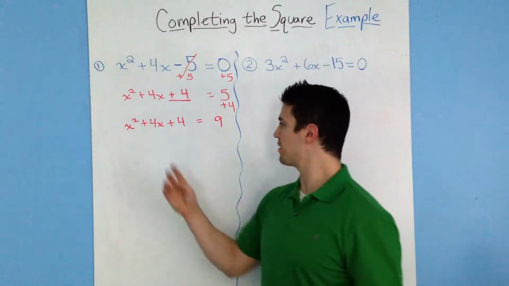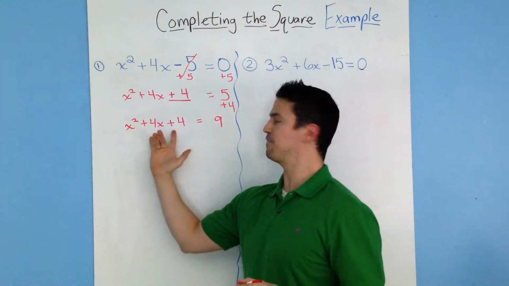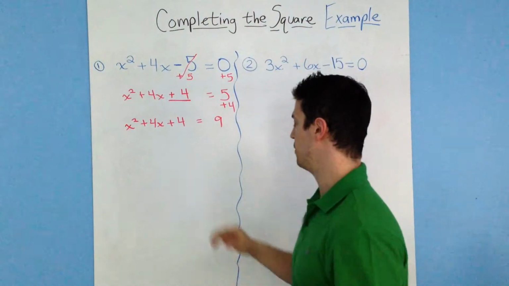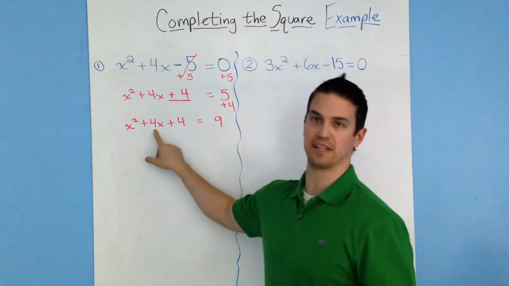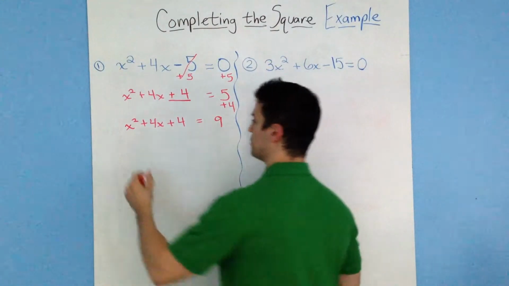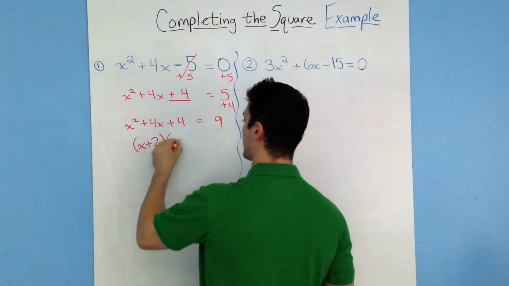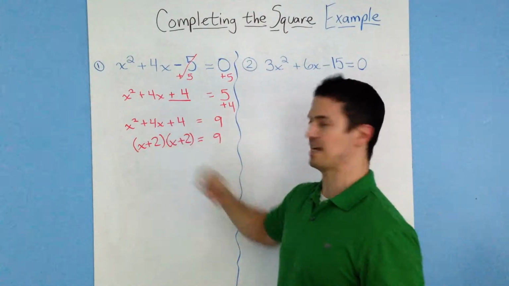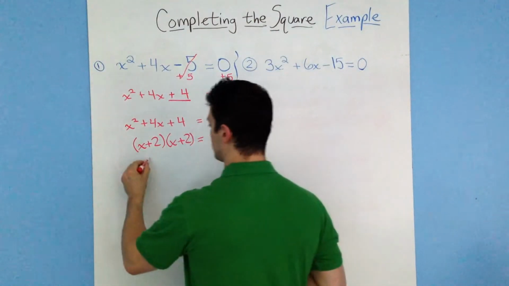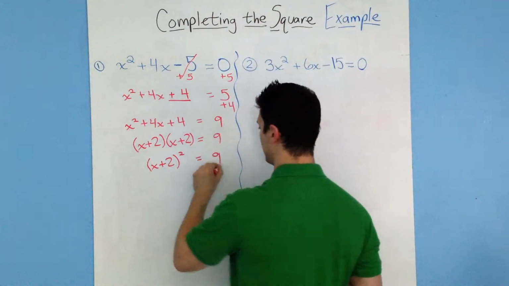Okay? From here, we want to use our rules of factoring to figure out what kind of perfect square this factors into. So we need a number that will multiply to get this 4 and add to get this 4. So that would be 2 and 2, so you would end up with x plus 2 times x plus 2 is equal to 9. So I just factored this out. To simplify this, you can do x plus 2 squared is equal to 9.